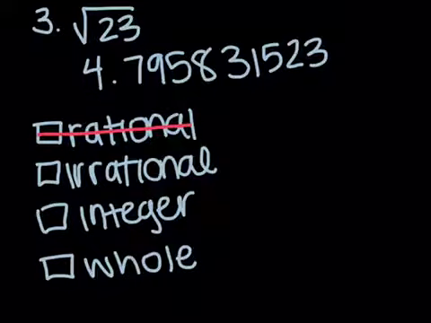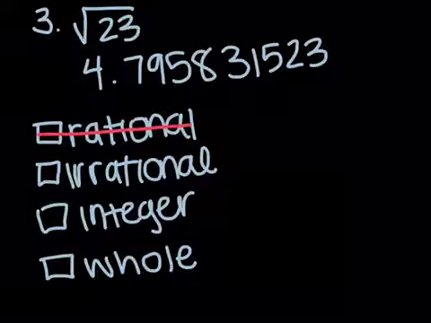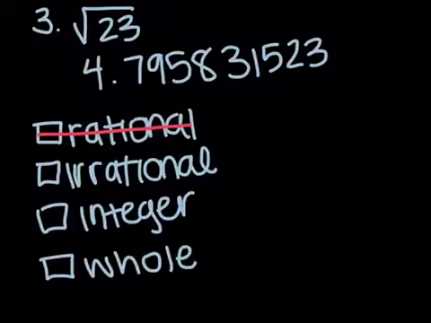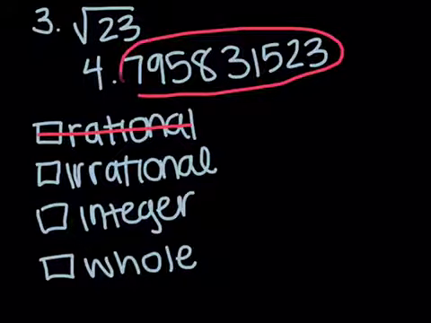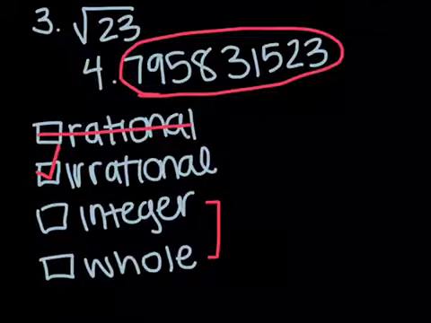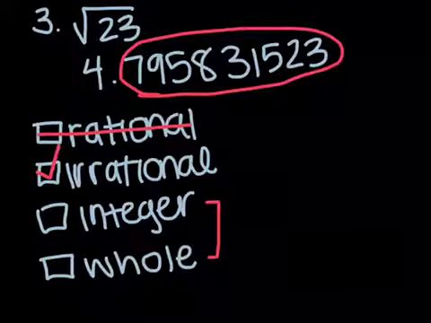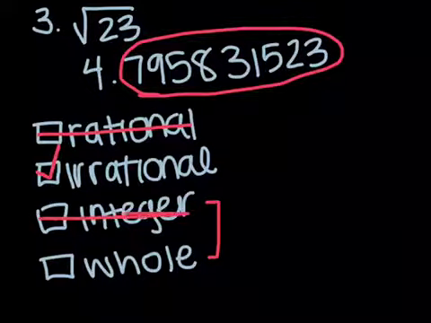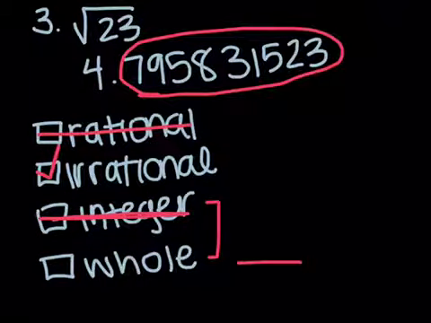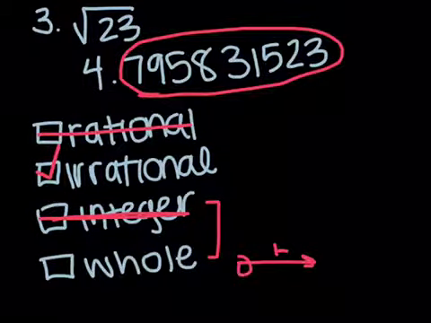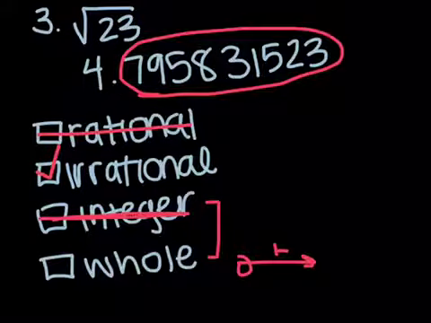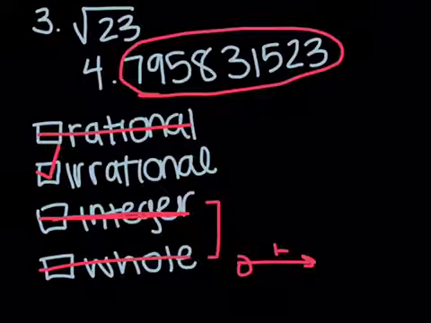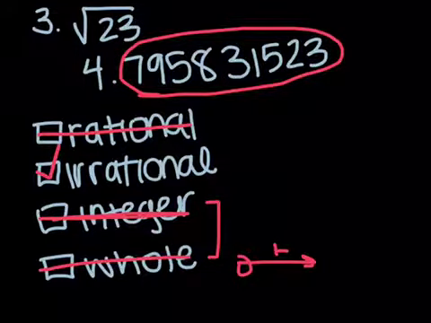Is it irrational? Is there a random sequence of decimals after the whole number? Yes, because there's no repetition within these numbers after the decimal point. So if there's no repetition, we know it's irrational. And integer and whole kind of go together on this one. So is it an integer? Is it a whole number? No. So we can cross that off. And then whole number, is it after 0 in the positive direction and also whole? So it's after 0 in the positive direction, but since it's not a whole number, there's decimals after it, we have to cross that off. So we know that the square root of 23 is only irrational.